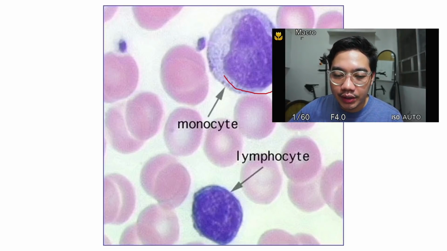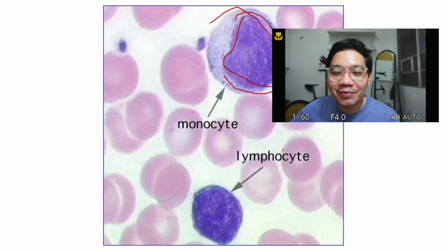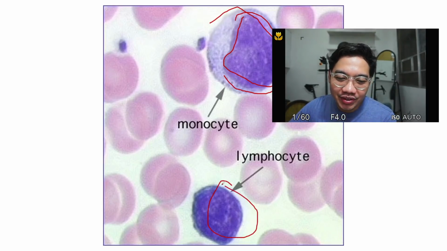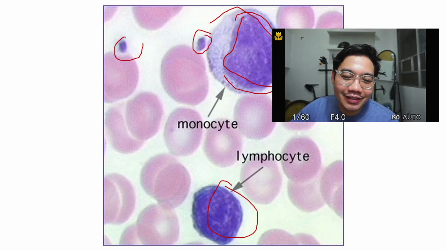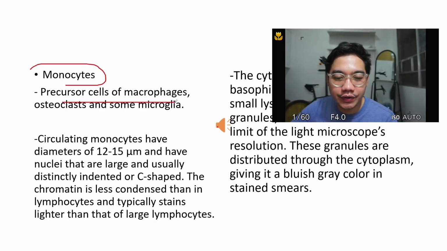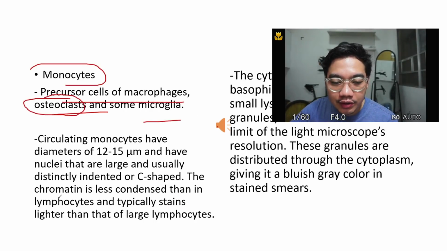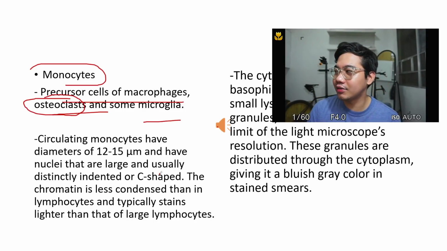So this is your monocyte, big boy, kidney bean or coffee bean shape. Your lymphocyte, no. This is your platelet. So this is a monocyte, no. They are the precursors for your macrophages, osteoclasts, and microglia. Remember that the osteoclasts are macrophages, no. So anything that chomps, that eats, is a macrophage, you know.